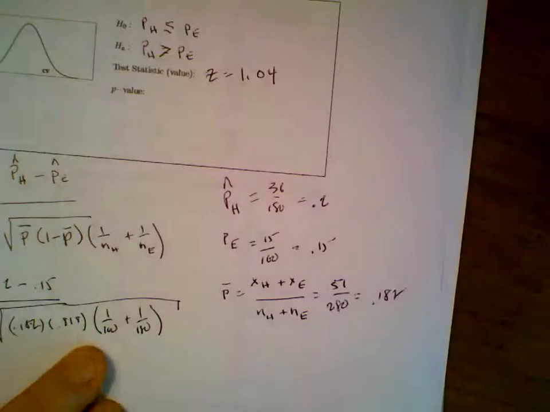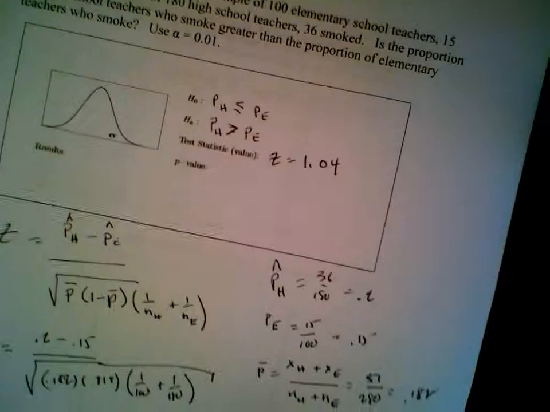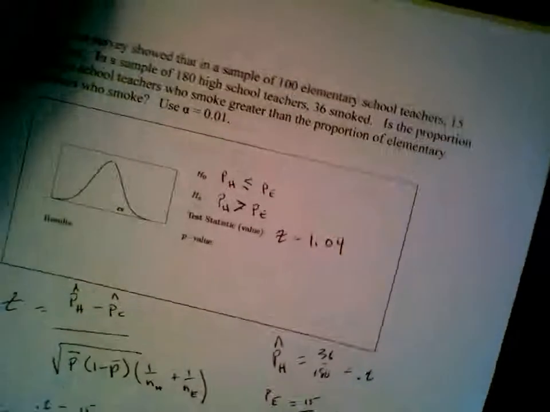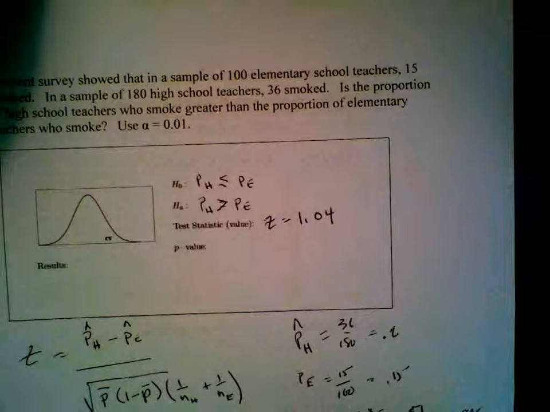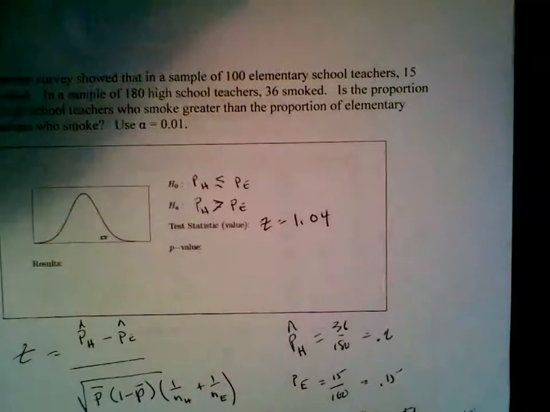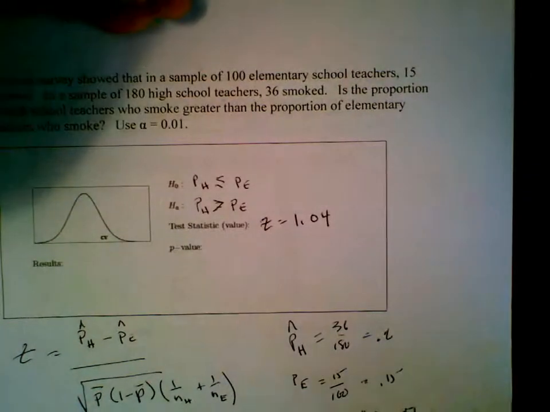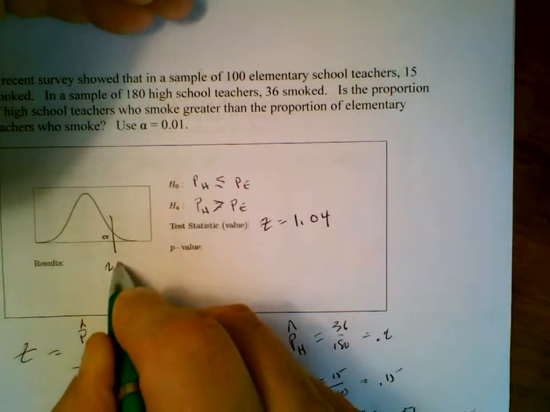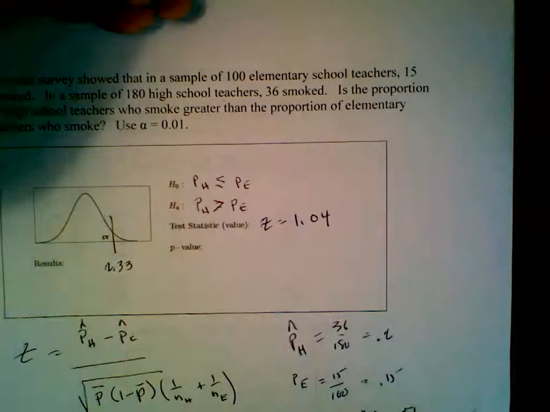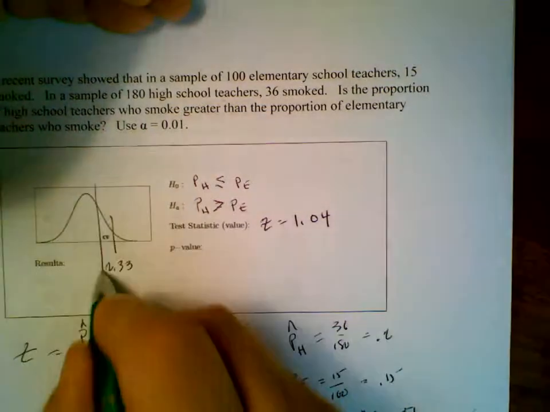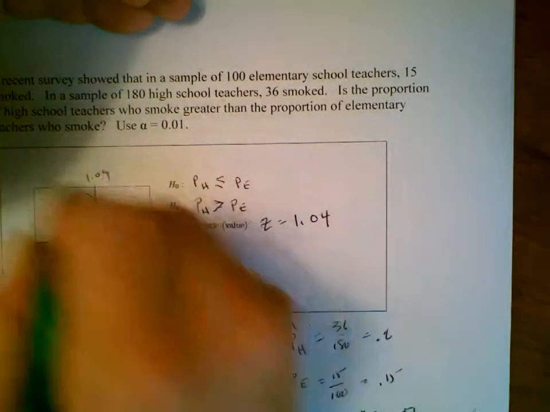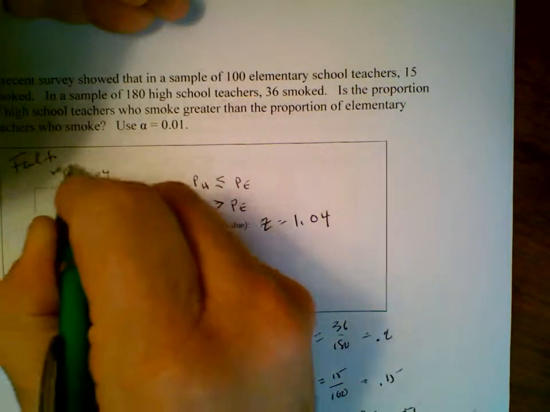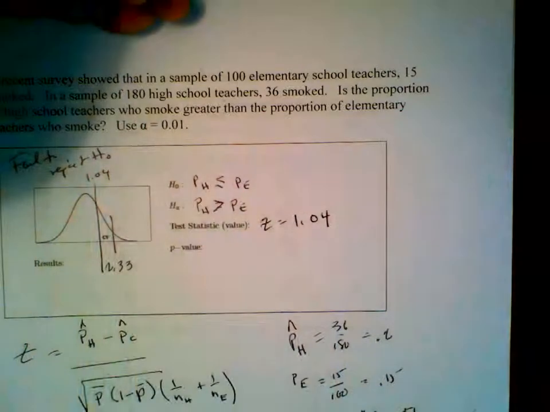Okay, critical value. We have a right tail test, and alpha is equal to 0.01. If you can check this out, the critical value is 2.33. Z is 1.04, and you can see that we fail to reject H naught.